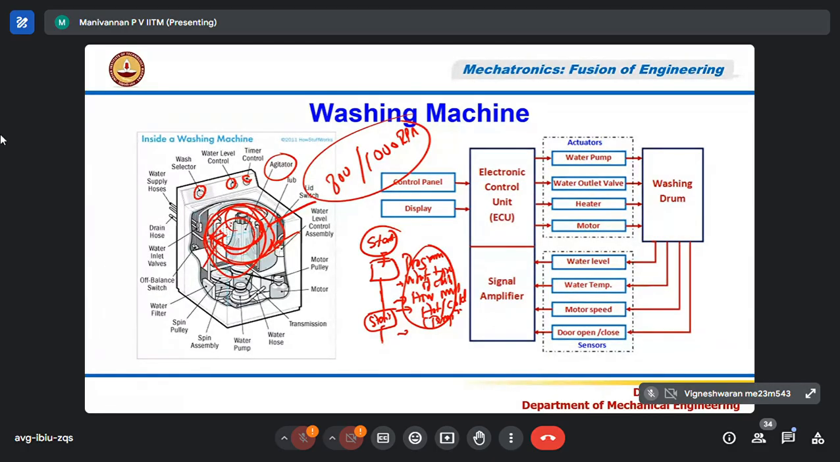Once the machine starts, what will happen? First, the inlet valve will be open, and the water pump will be switched on. Water pump on. Then it fills; I already selected how much water level. So the water level is rising, correct? It is increasing. So the ECU, the electronic control unit, will sense the amount of water, whether it has reached the level, using the water level sensor.